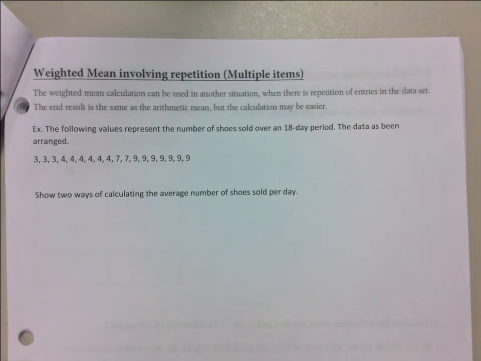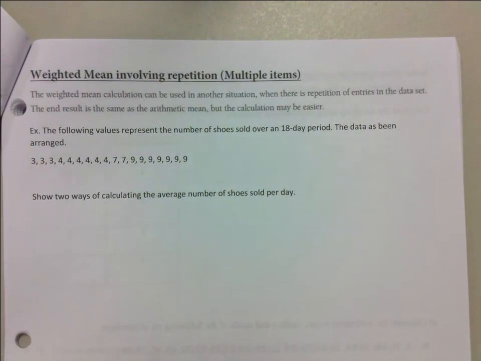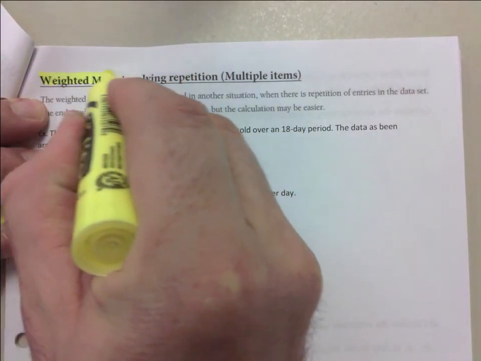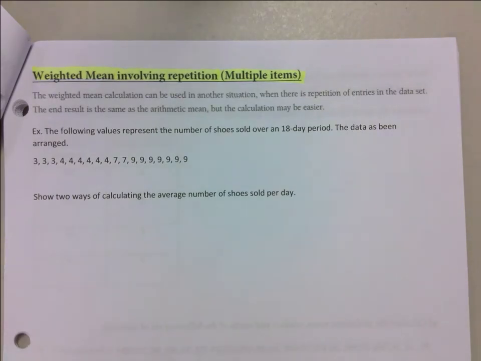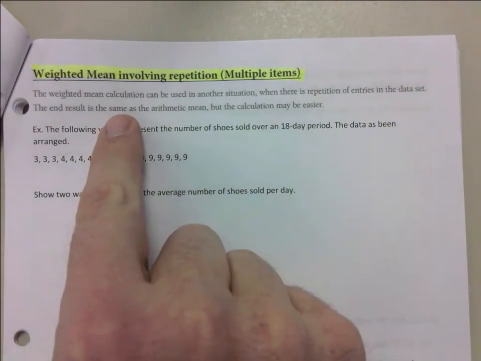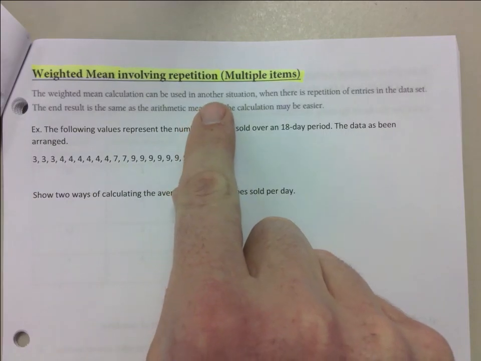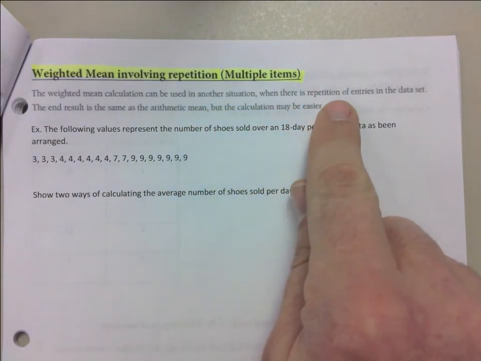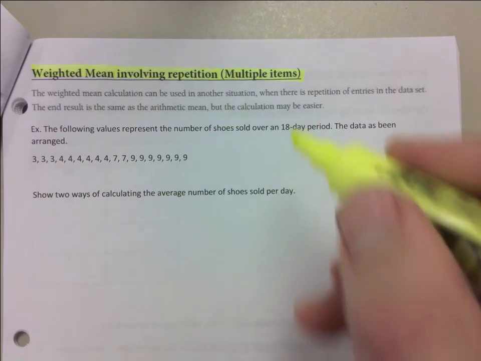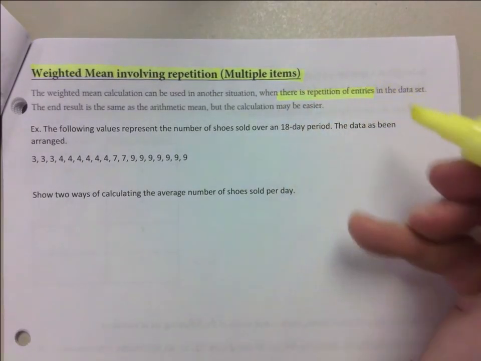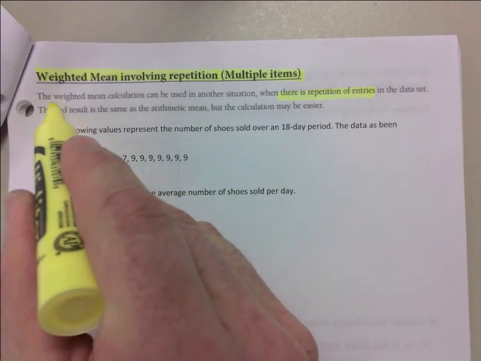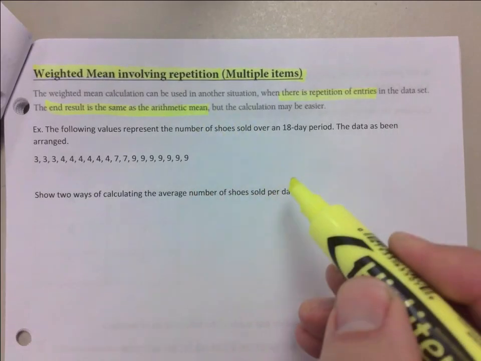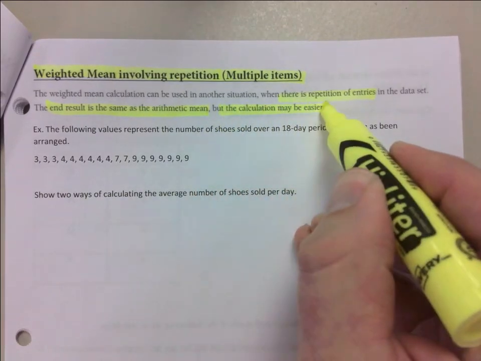Remember. So weighted mean, first we're going to do weighted mean involving repetition. So there's technically multiple items considered. Weighted mean calculation can be used in another situation when there's repetition of entries. Okay, there's repetition of entries in the data set. The end result is the same as the arithmetic mean, but the calculation is much easier.